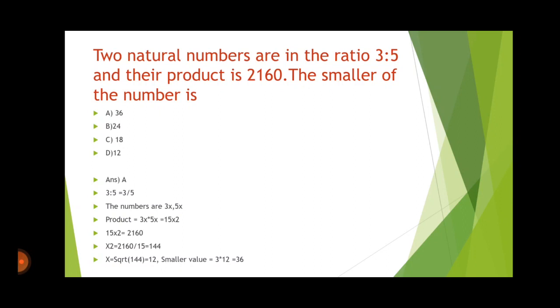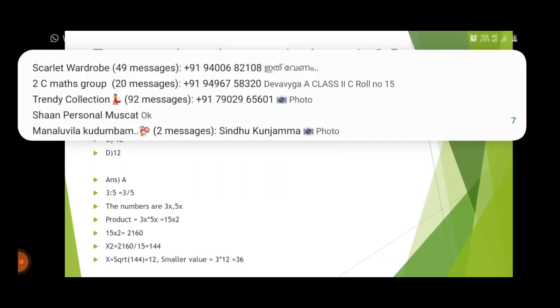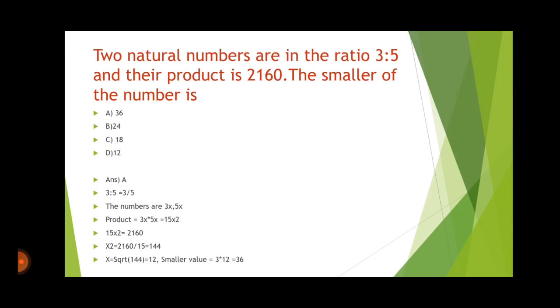Then the square root of 144 is equal to 12. So we get the value of x as 12. The question is asking for the smaller number among the two numbers. Which one is the smaller? The smaller number is, obviously, 3x. So the value is 3 into the value of x, which is 12. So the result is 36. Option A.